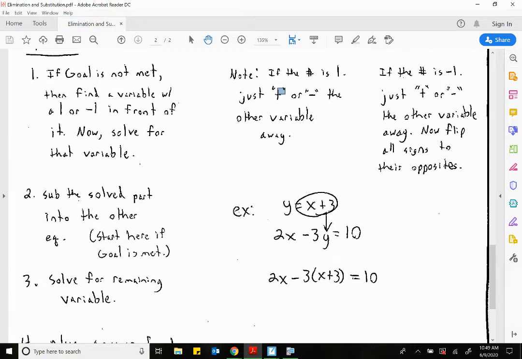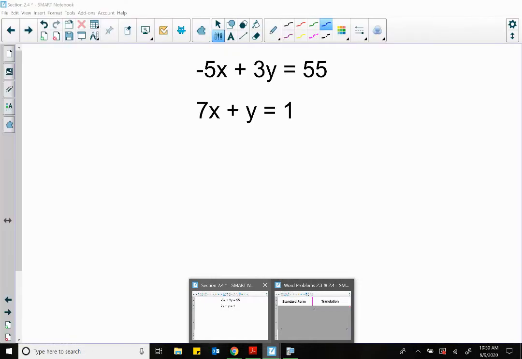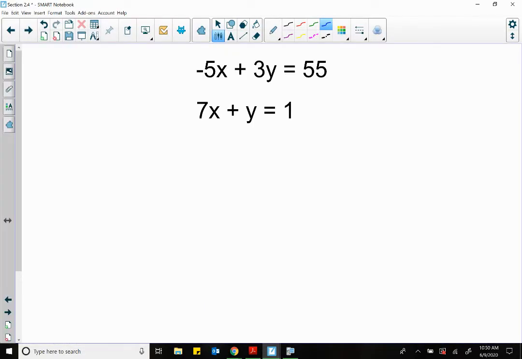It's really easy to do this because if the number is 1, all you got to do is add or subtract the other variable to the other side. If the number is -1, you will add or subtract the variable to the other side, and then change all the signs to the opposites. Okay? So if it's a positive 1, just add or subtract the variable to the other side. If it's a negative 1, add or subtract the variable to the other side, and flip all the signs. That's it.